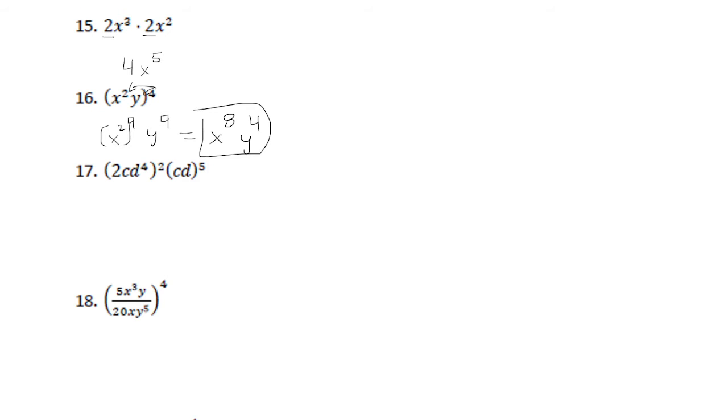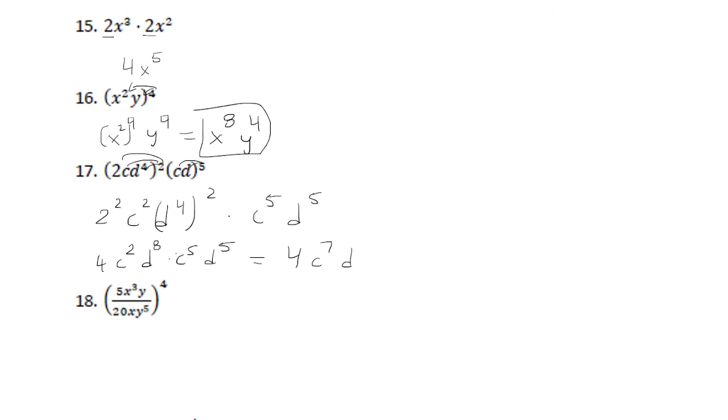Same thing with 17, you want to distribute the exponent to 2c and d to the 4th. And then 5 onto c and d. So you have 2 squared, c squared, d to the 4th squared, times c to the 5th, d to the 5th. 2 squared is 4, that's c squared. We have an exponent to an exponent. 4 times 2 is 8. And now we simplify. C squared times c to the 5th, add the exponents. D to the 8th times d to the 5th, add the exponents. And this is our answer.